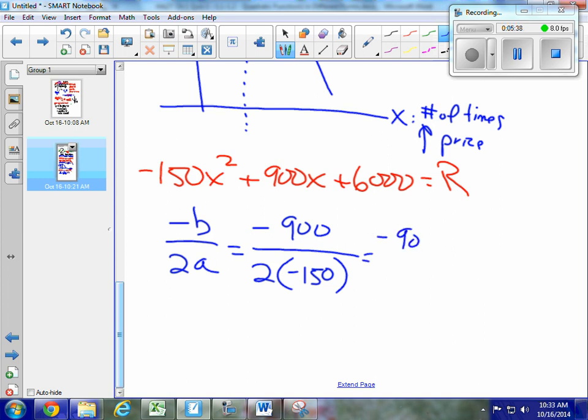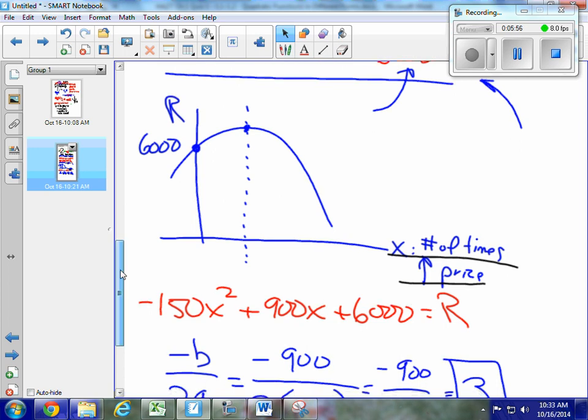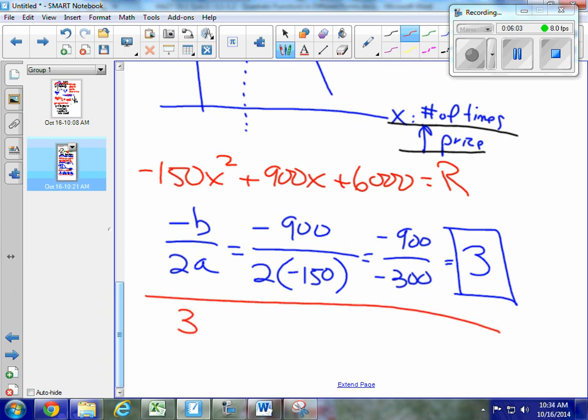Negative 900 divided by negative 300 is equal to 3. That 3 is my x value, and remember, that x value is the number of times I'm increasing the price. So I'm increasing the price 3 times. Well, if I'm increasing the price 3 times, and each time I'm increasing it by $5, that means I'm increasing my price by $15.